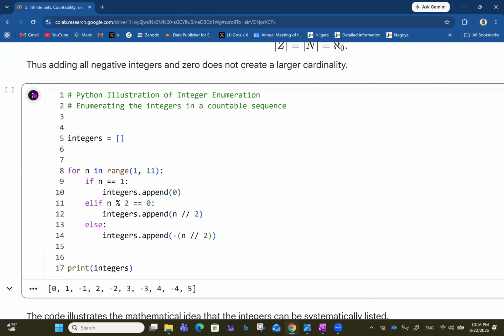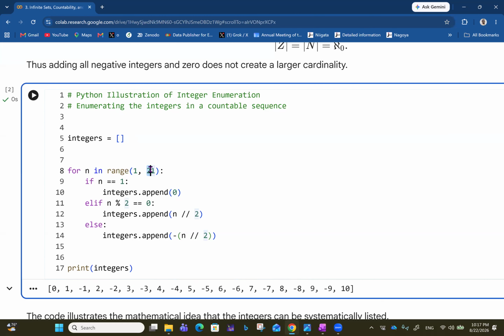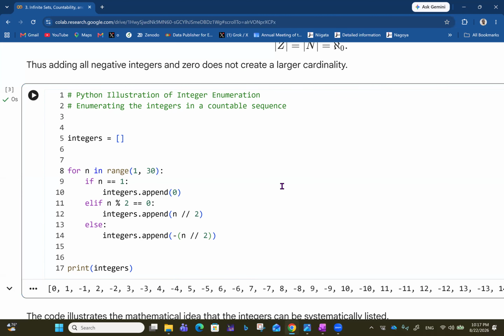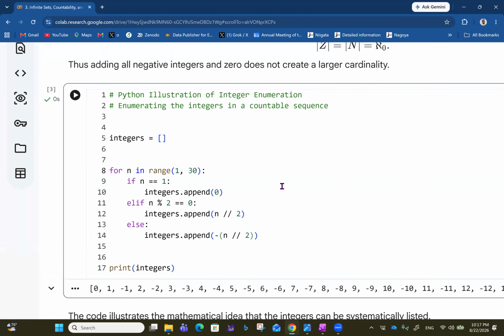If you run this, you then get 0, 1, minus 1, 2, minus 2, 3, minus 3, 4, minus 4, and then 5, and it goes on like that. Of course, if you increase this, you can actually get more. Okay, it's still coming up. Yeah, now it's done. If you increase it to 20, here you now have minus 9, 10. So you can keep increasing that. Imagine you make it 30, it goes all the way to 14, minus 14.